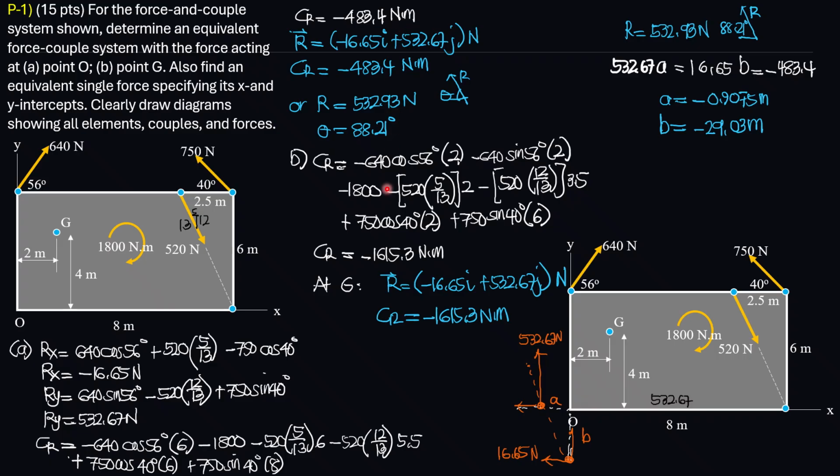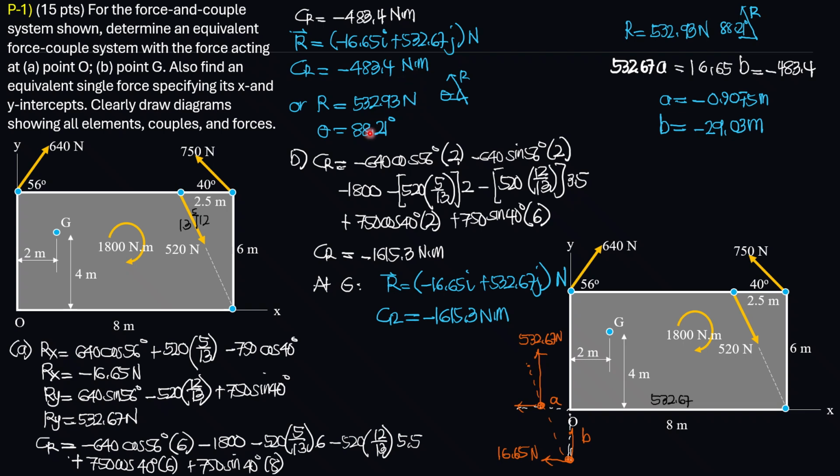So there are two ways to report the answer for the force couple system at O. It may be in vector form: negative 16.65 i plus 532.67 j newtons, and the couple is negative 483.4 Newton meters, scalar. The other way is to express the magnitude, square root of 16.65 squared plus 532.67 squared, so 532.93 newtons, with the direction. It should be completed with the direction.